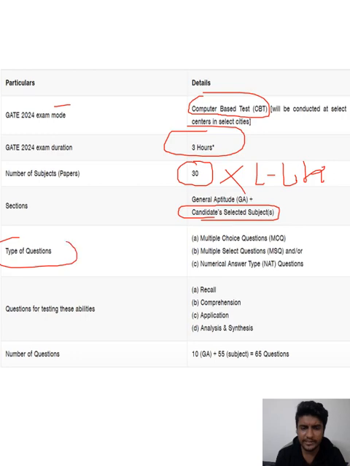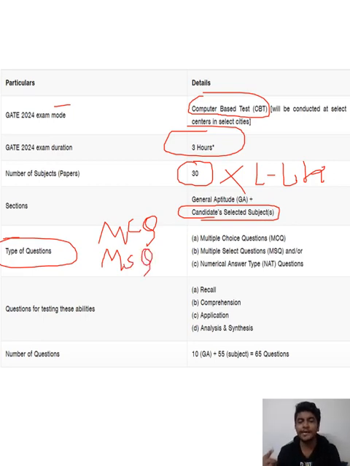What are the types of questions? There are MCQs, that is multiple choice questions. There are MSQs, multiple select questions, so there can be two or more right answers for that one question. You will get the correct mark only if you answer all the correct options. So that is one twist here.